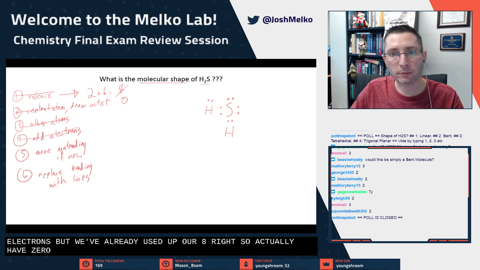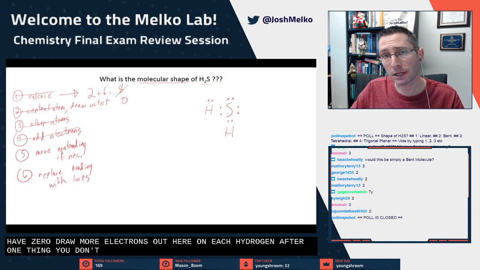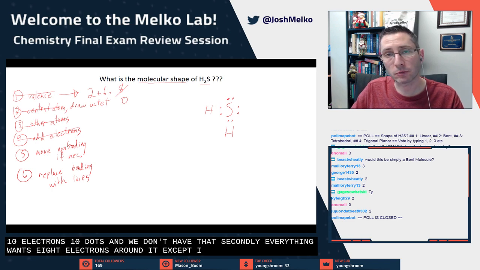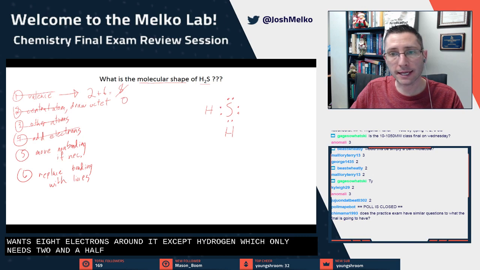Okay, so don't be tempted to draw more electrons out here on each hydrogen. For one thing, you don't have any more to draw electrons. That would be 10 electrons, 10 dots, and we don't have that. Secondly, everything wants 8 electrons around it except hydrogen, which only needs 2, and it has access to these 2 right in here, sharing with sulfur.